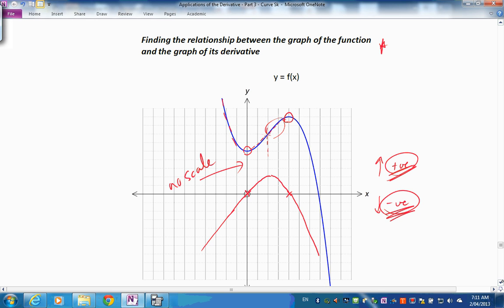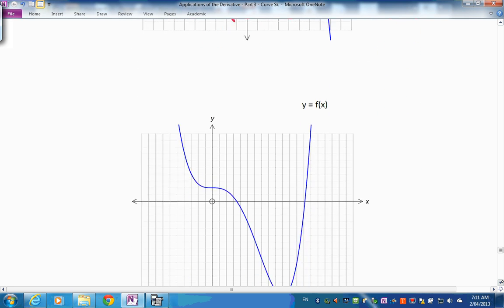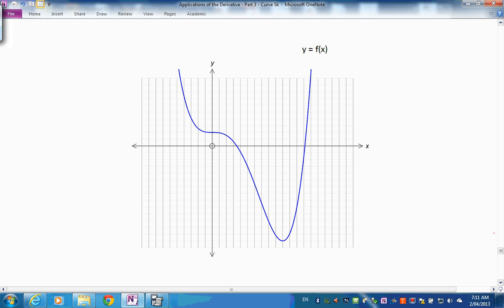Let's do another one. Let's come down. So this is the graph of f dash x is what we're trying to do there. We're trying to draw the graph of the derivative. Come down. Let's take another one here. So this one, let's do the same things.